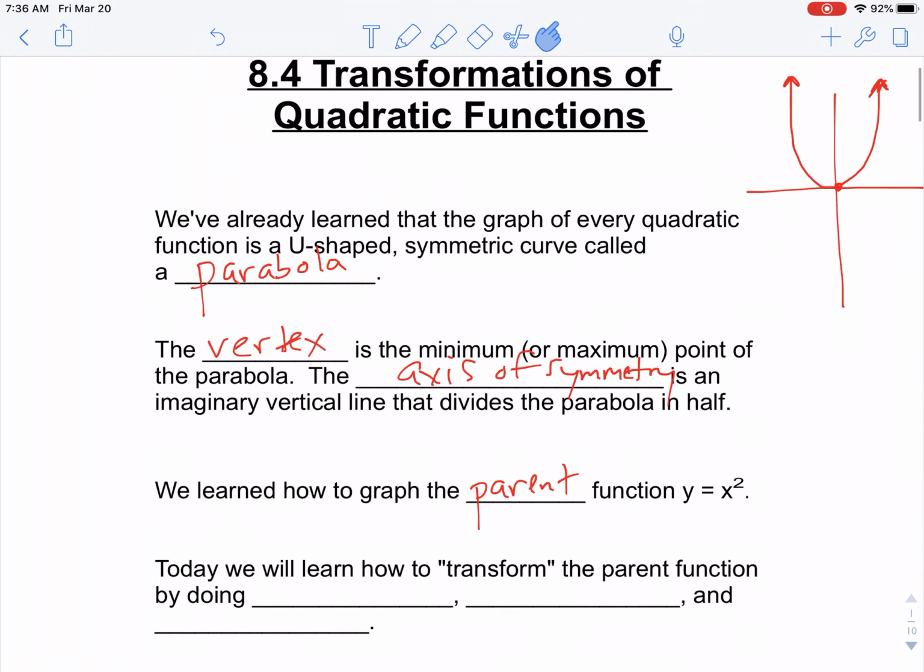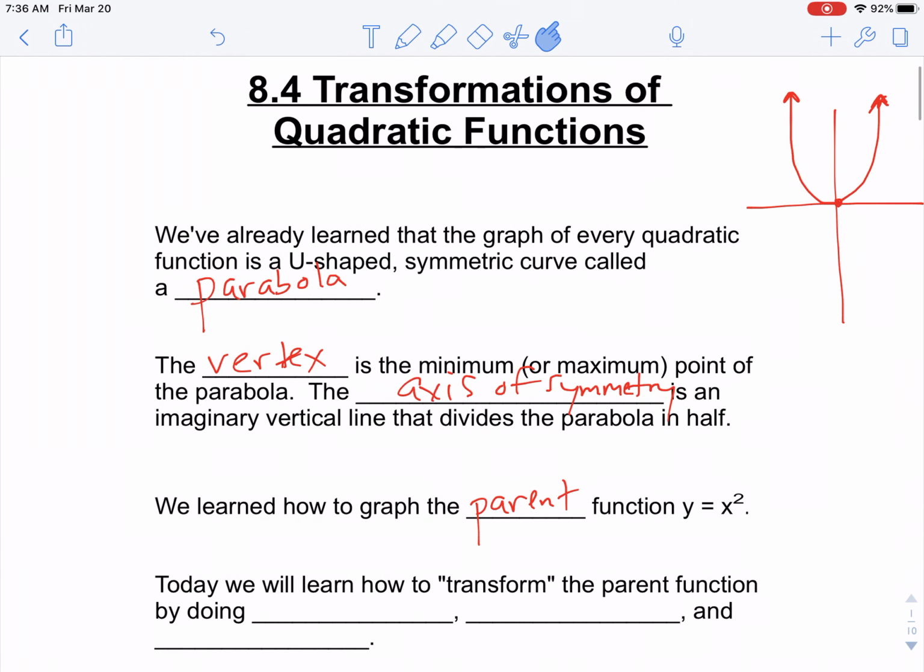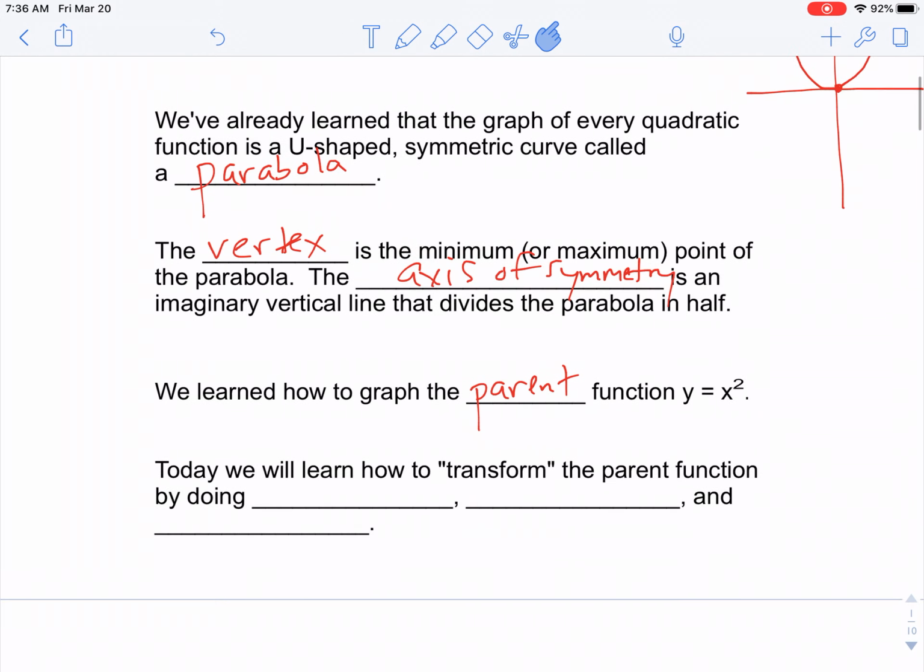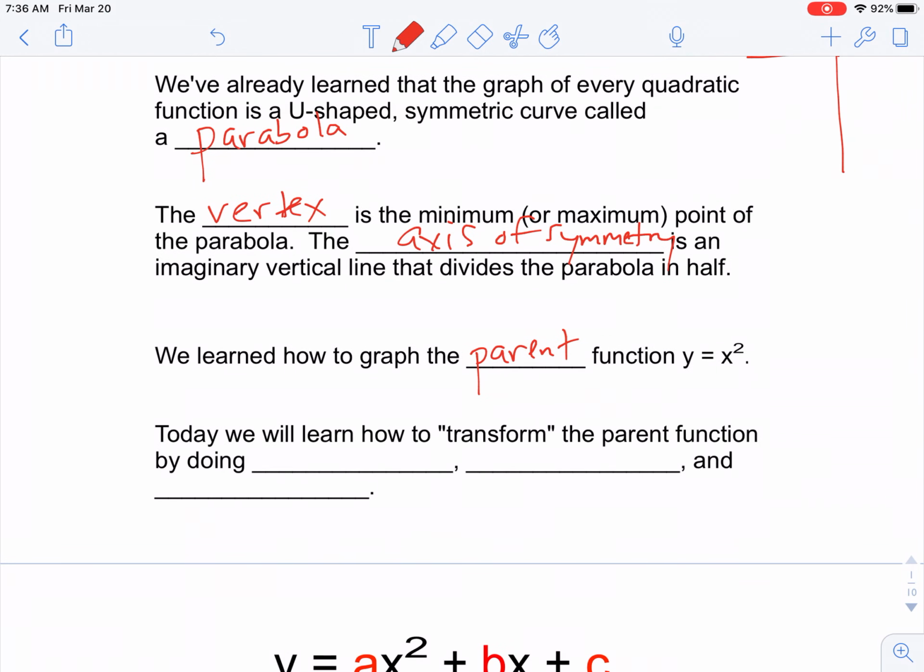Now, in this lesson, we're going to learn how to graph other parabolas that aren't necessarily stationed at the vertex. We're going to graph parabolas that are maybe a little bit stretchy or flat or wide or narrow, or we're going to see ones that are flipped. We're also going to see ones that are moved around. And these are called transformations. So we're going to learn 3 transformations today. We're going to be doing reflections.